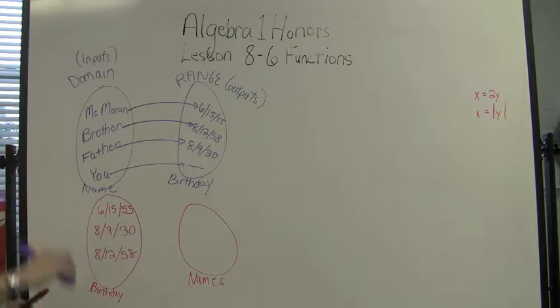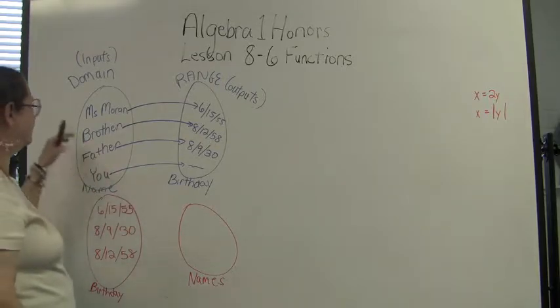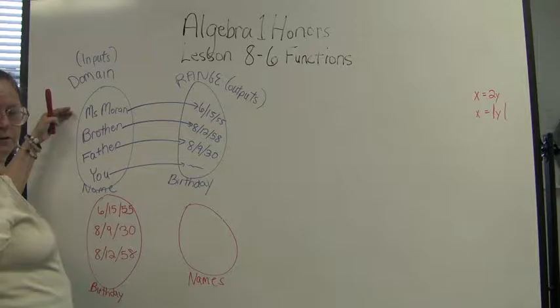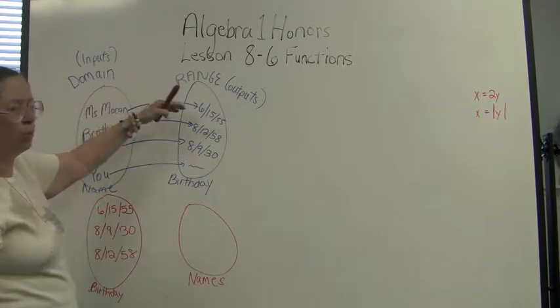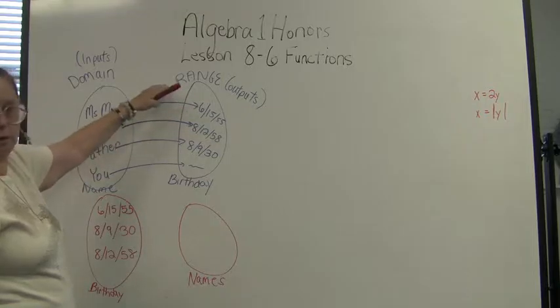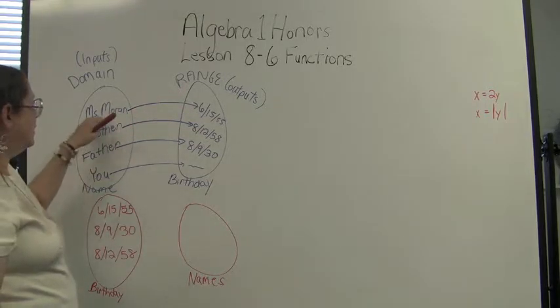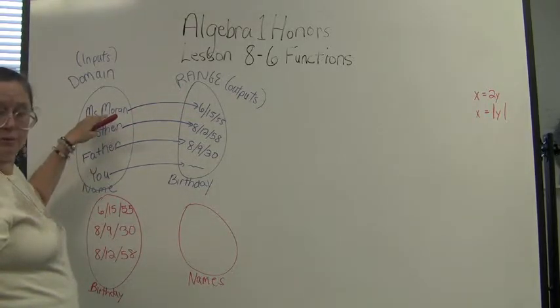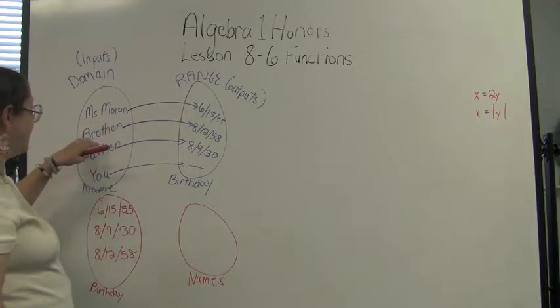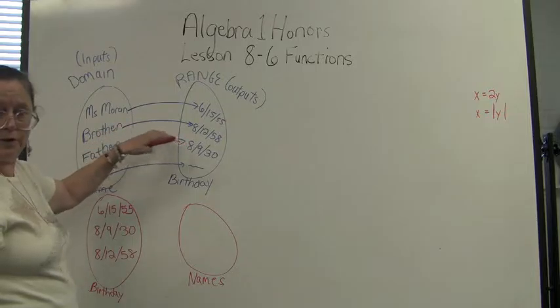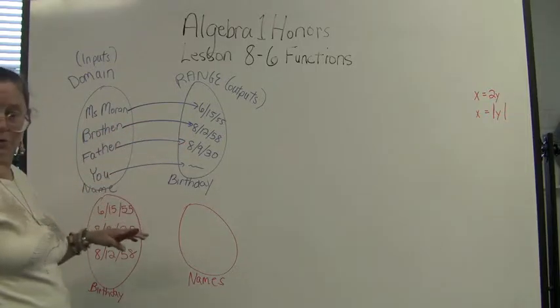Now, this is a function because each input over here, each element of the domain, maps to only one element in the range. In other words, for me, I don't have two different birth dates. I was only born once. And my brother has only one birthday. So does my father, and so do you.